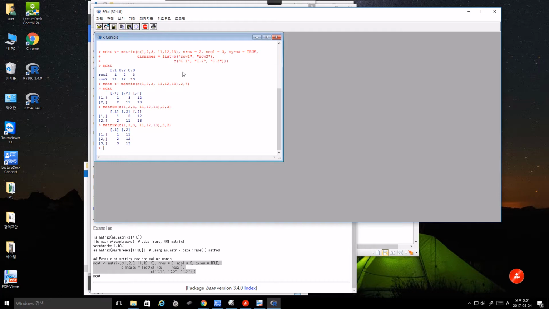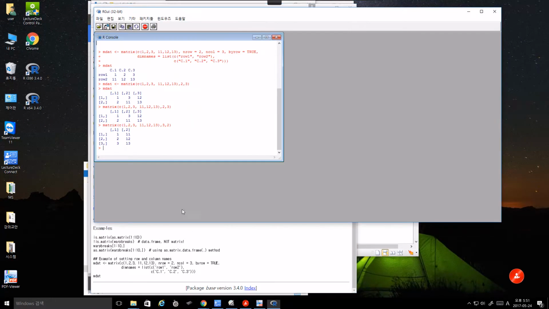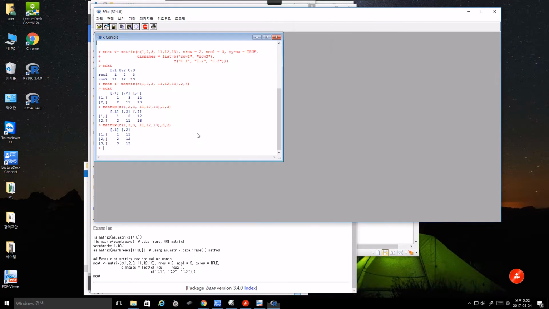Okay. Now let's go to the previous case. In this case, it shows the entries, where nrow equals 2, ncol is 3. nrow means number of rows. Actually, you don't have to write nrow equals this part. In my example, I didn't write nrow equals 3, but it is fine. And byrow, the default is by column. So in this case, we arrange this one by row.